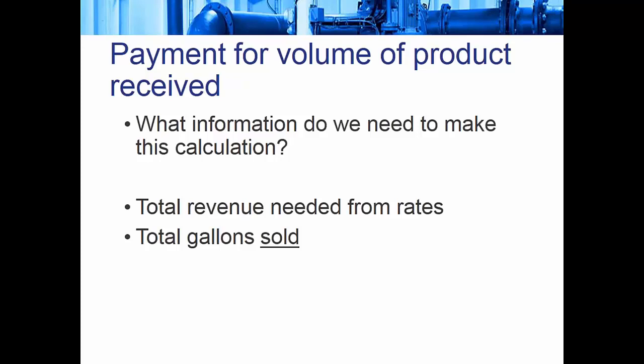So the information that we need here to make this calculation is, number one, the total revenue needed from rates, $344,445. And then we'll also need to know the total number of gallons sold. So not the total number of gallons produced, because there may be non-revenue water, water loss, people who are authorized to use water, flushing of hydrants, etc. We actually need to know what people are being billed across Irvindale.